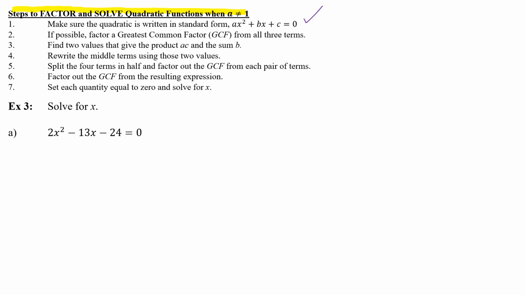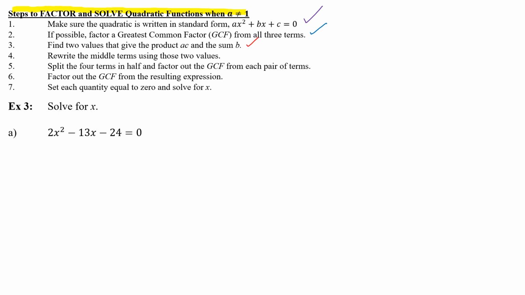Step 2 says, if possible, factor out a greatest common factor or GCF from all three terms. A greatest common factor is basically if they have something in common that you can divide out. So, for example, let's say we were looking at the numbers 5 and 20. The biggest number I can divide both of them by would be 5. So looking at 2x squared minus 13x minus 24, they don't all have x, so I can't take that out. 2 and 24 are both divisible by 2, but 13 isn't, so they have nothing in common, so we can skip number 2.